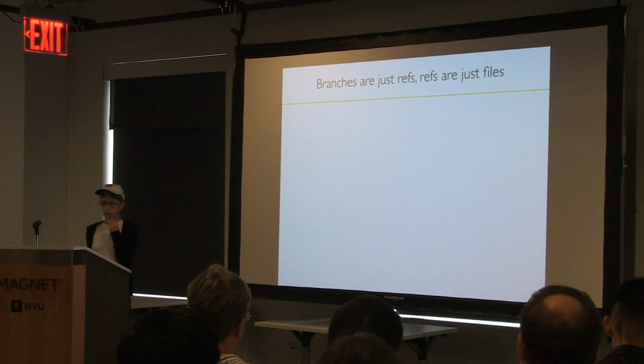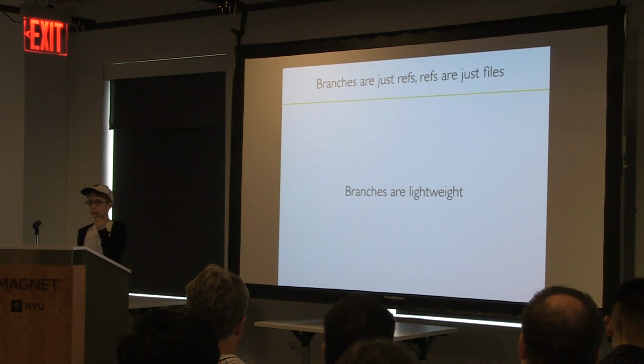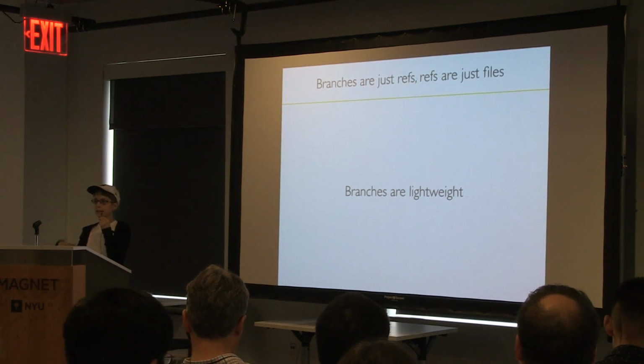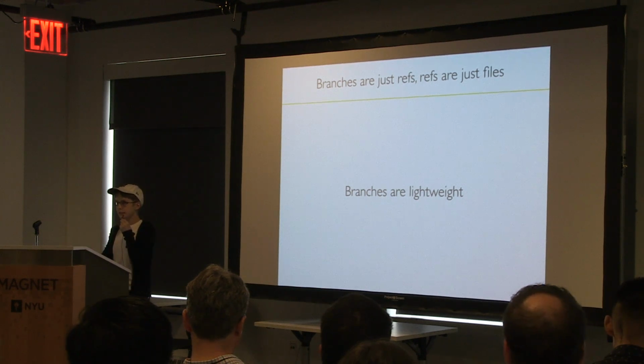So what have we learned from this? Well, branches are just refs, and refs are just files. And this is why people say that Git branches are lightweight, because if you ever want to branch, then essentially what happens is a new file is created, and the hash that head is pointing at is put inside that file, and that's it. So that's insanely fast.